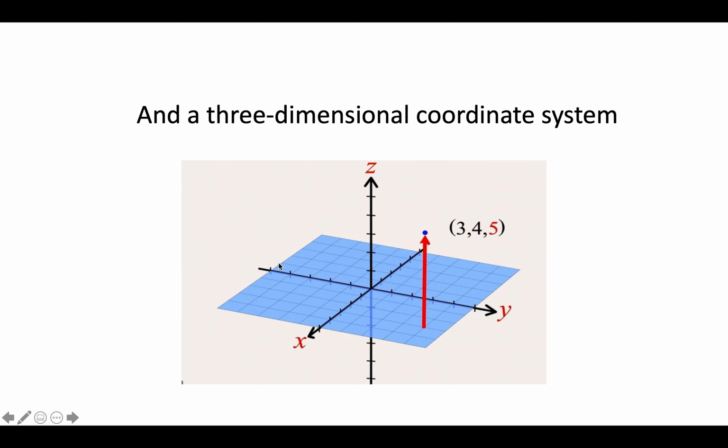You have an x-axis, a y-axis, and a z-axis. And this point right here would be x equal to 3 this way, y equal to 4 this way, and z equal to 5, although it's a little hard to see that it's really parallel to that point right there.